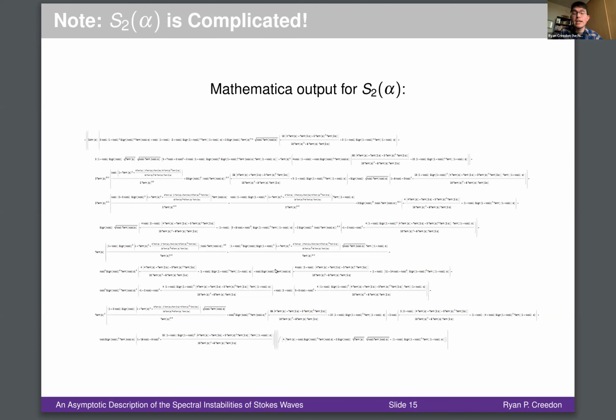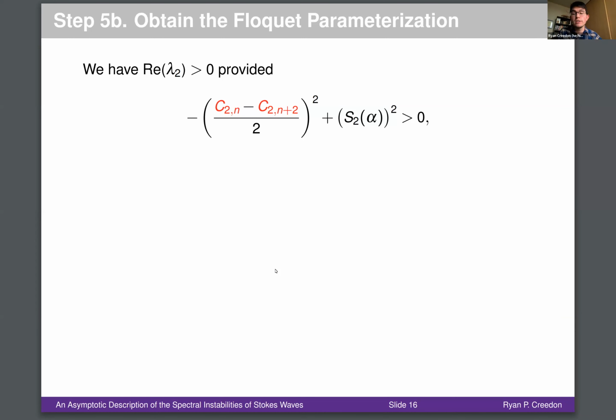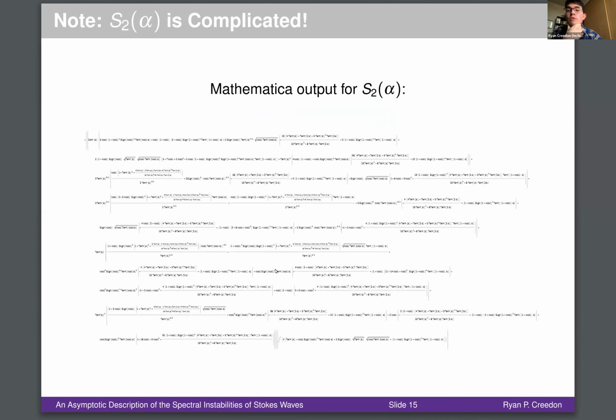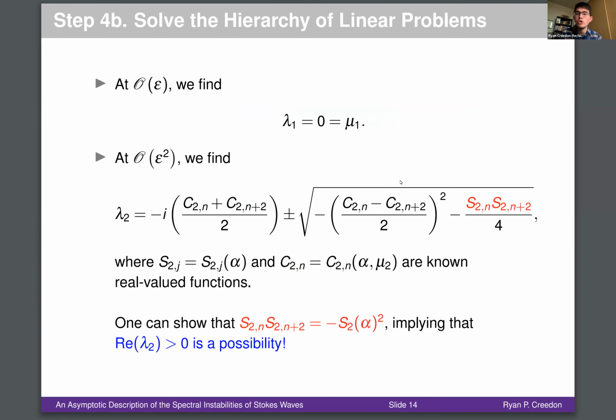And if you do that, and I'm realizing that I deleted that slide, unfortunately, for whatever reason, you will find that S2 of alpha does not vanish for any value of alpha except one special value equal to 1.84, et cetera. And it turns out, because S2 of alpha is, for the most part, except for that one special value, not 0, you can always arrange what's underneath this square root to be a positive number by picking your Floquet exponent mu2 in just the right way. And this is going to give you your high frequency instability bubble.